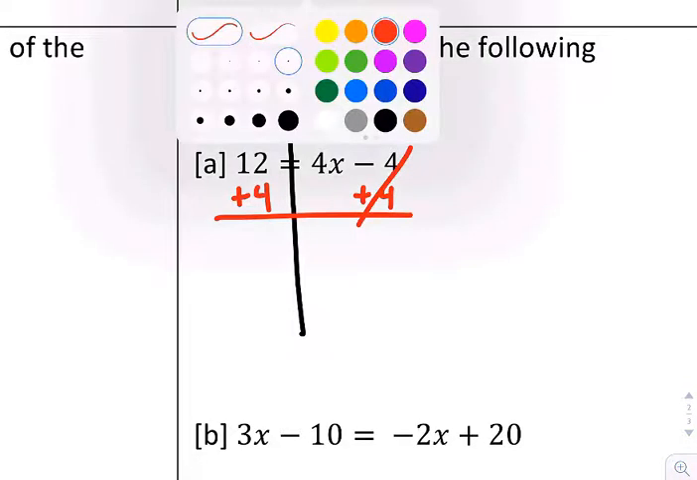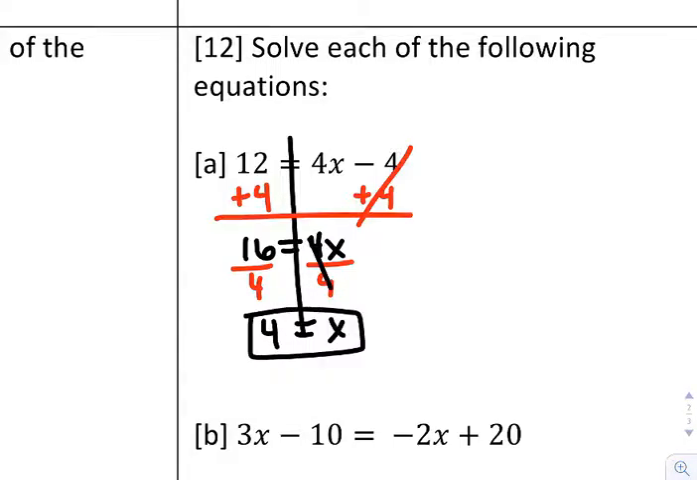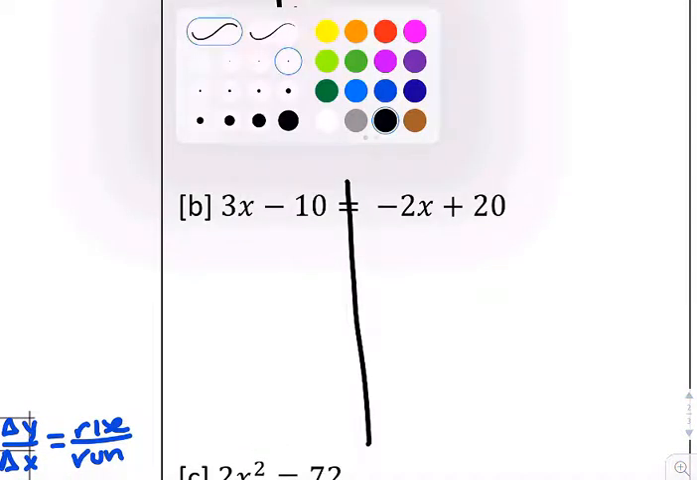Those are gone. 12 plus 4 is 16. That leaves a 4x on the right-hand side. And so again, we have to undo, in this case, a times 4. So we'll undo that by dividing by 4. 4 is now reduced to 1. And so the x value we're left with is just 4. We're getting a little more complicated in the second one, but not so much that we can't overcome.